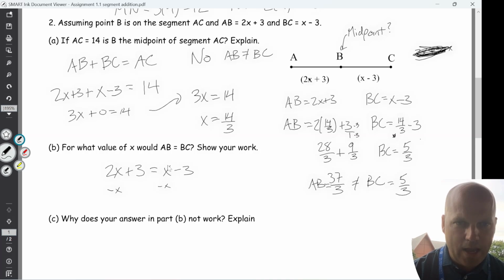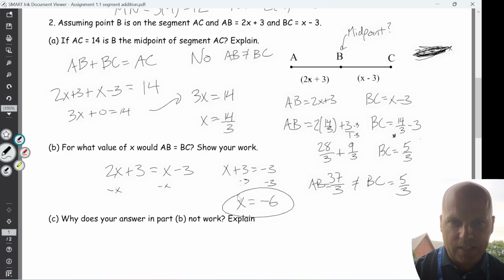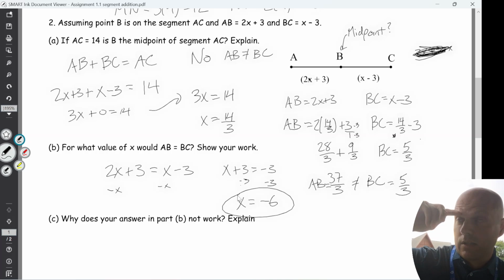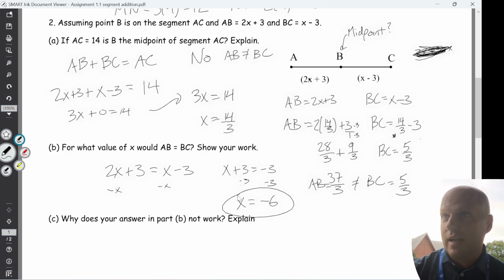I'm going to take away an x from both sides. So I have x plus 3 equals negative 3. And then to solve for x, I should be subtracting 3. And I see this number has to be negative 6 for that to be the case. Now, we could have an answer that is a negative number, but then produces positive segment lengths. But we don't like to say that any lengths are negative. So we can kind of see that it's not going to work.